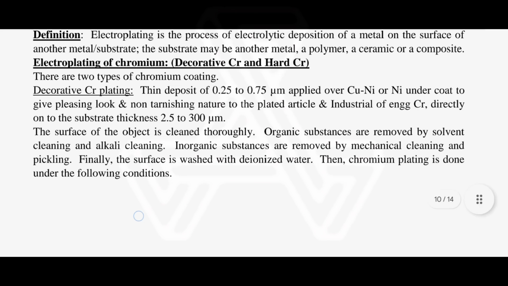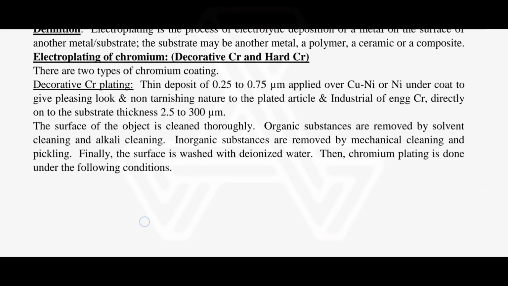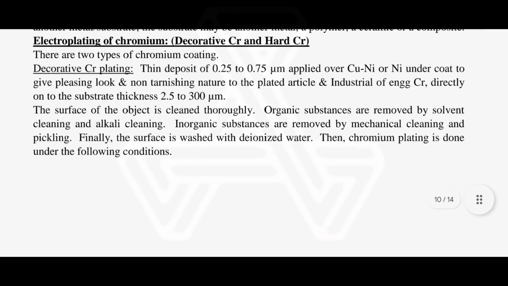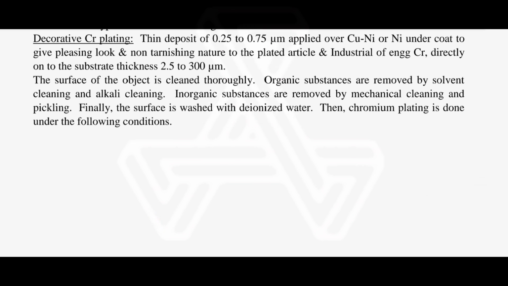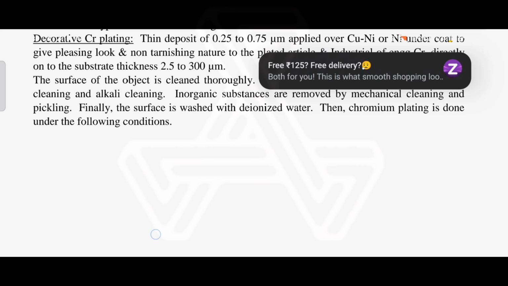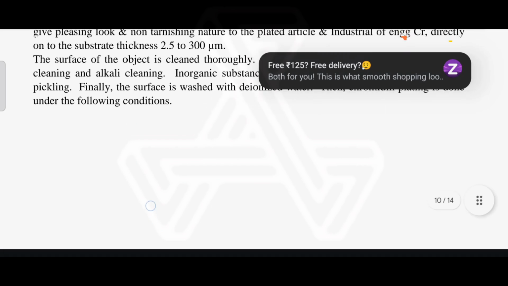Electroplating of chromium: decorative chromium and hard chromium. There are two types of chromium coating. Decorative chromium plating is a thin deposit of 0.25 to 0.75 micrometer, applied over a copper-nickel or nickel undercoat to give a pleasing look and non-tarnishing nature to the plated article. Industrial or engineering chromium is plated directly on the substrate, with thickness 2.5 to 300 micrometer.